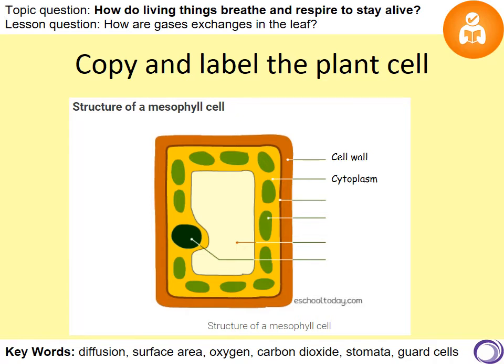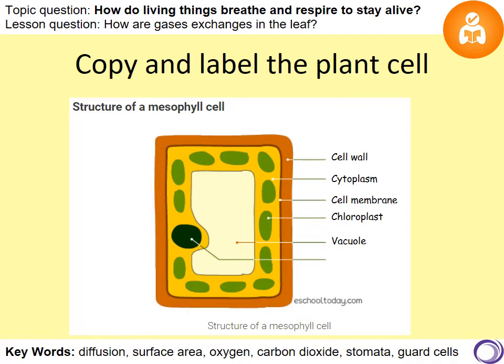Next we have the cytoplasm. This is in both plant and animal cells and is where the chemical reactions in a cell will occur. Next we have the cell membrane. Again, this is in both plant and animal cells, and the cell membrane will control what flows in and out of the cell. The green parts then are the chloroplasts. These are only present in plant cells and are where photosynthesis occurs.